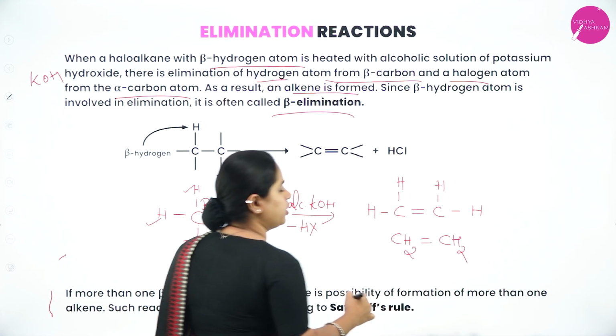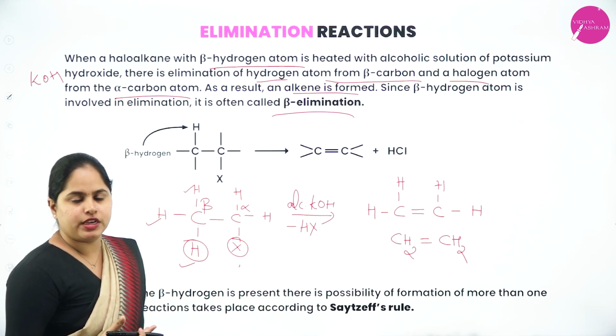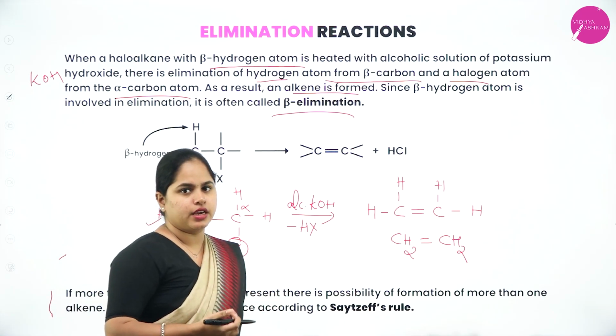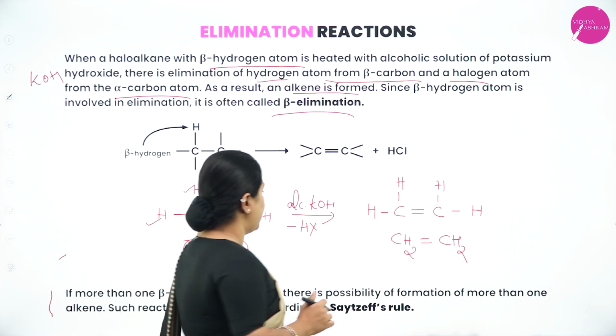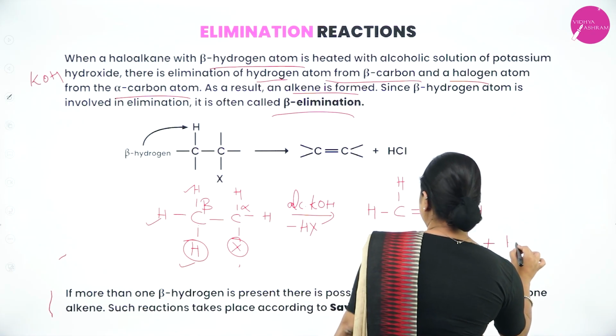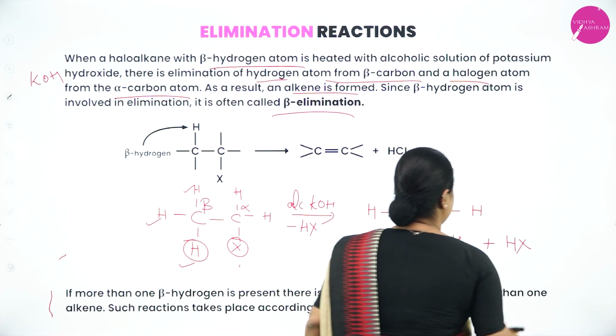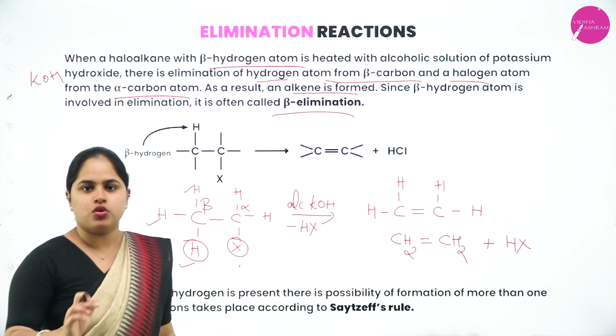Now what is this? You got your alkene. So specifically you can say this is ethene, right? You obtained ethene. And what is being removed from here? H, and whichever halogen you have taken, that will be eliminated. So I hope it is clear.